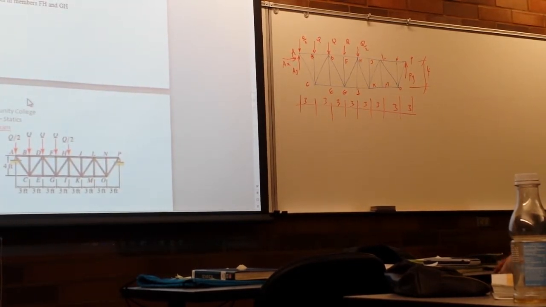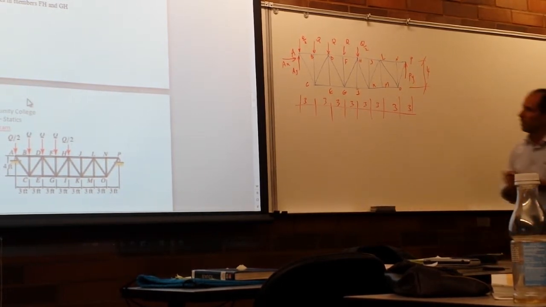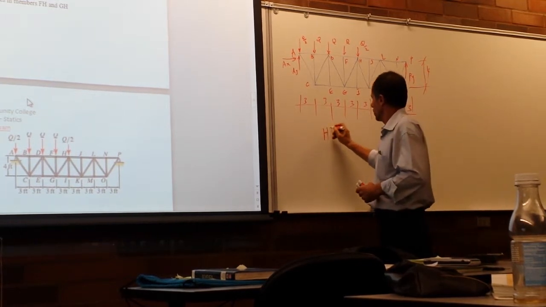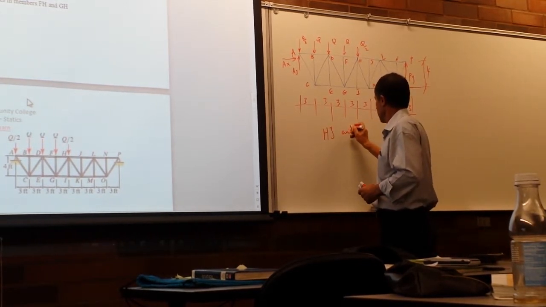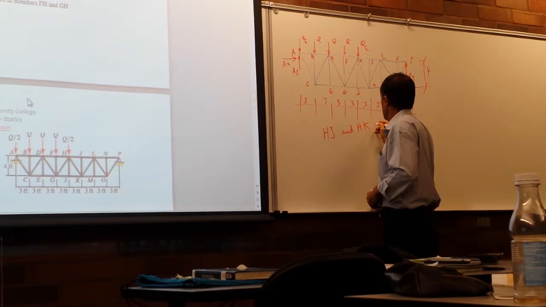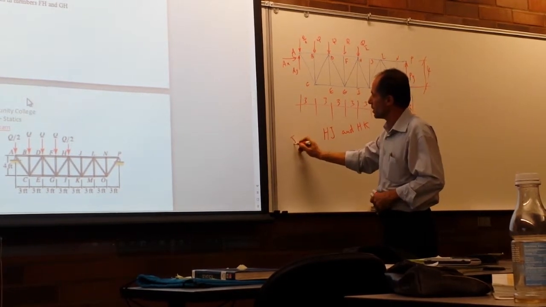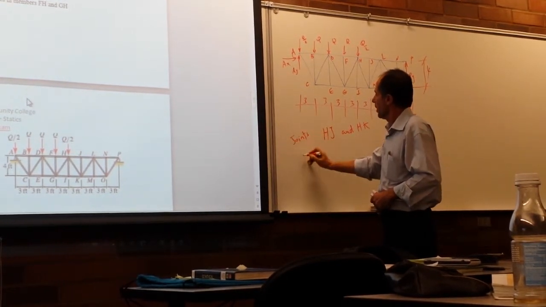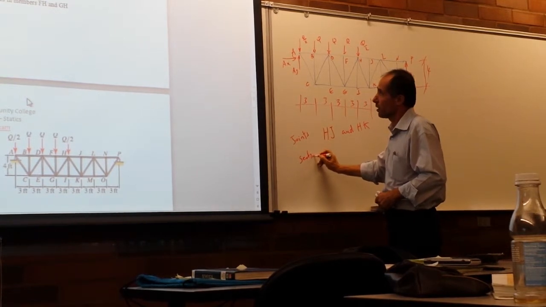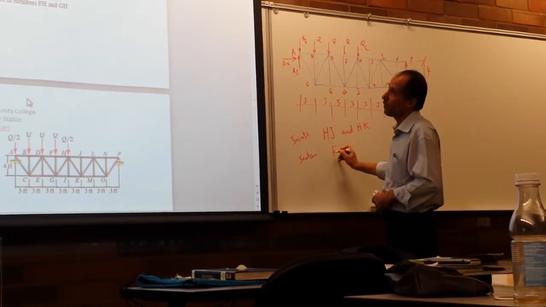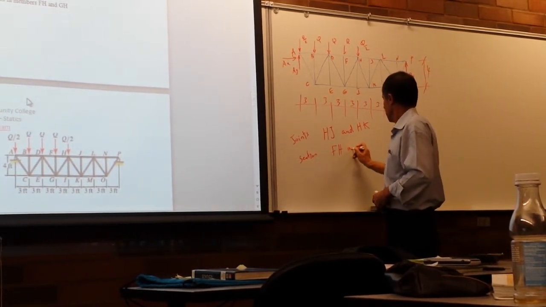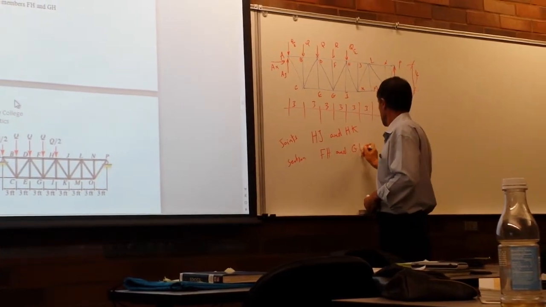For the truss shown, if Q equals 1,000 pounds, use the method of joints to determine the forces in HJ and HK. The section: FJ, FH, and GH.